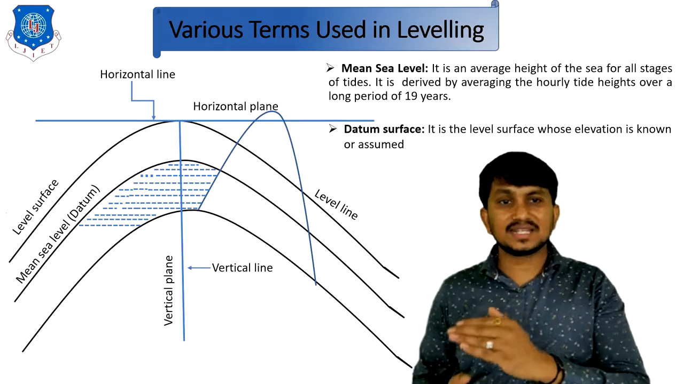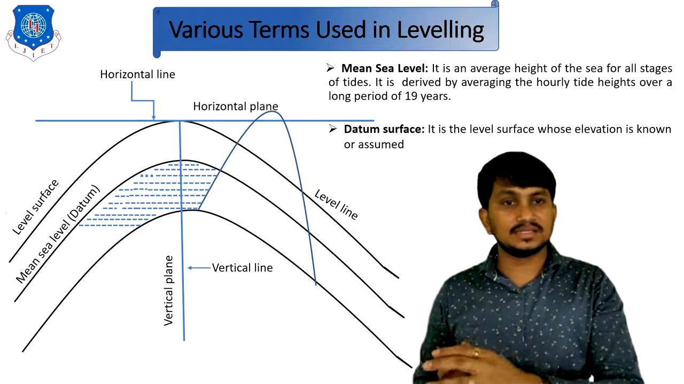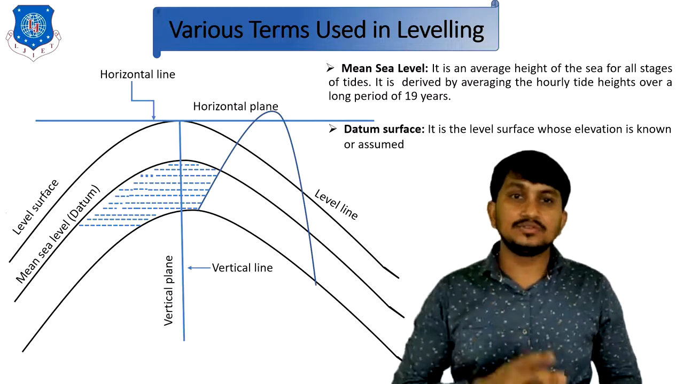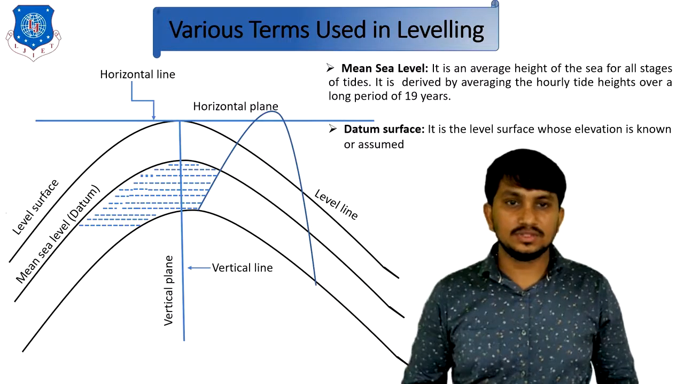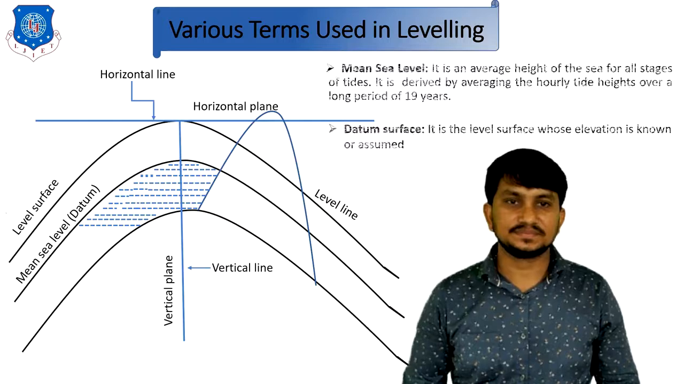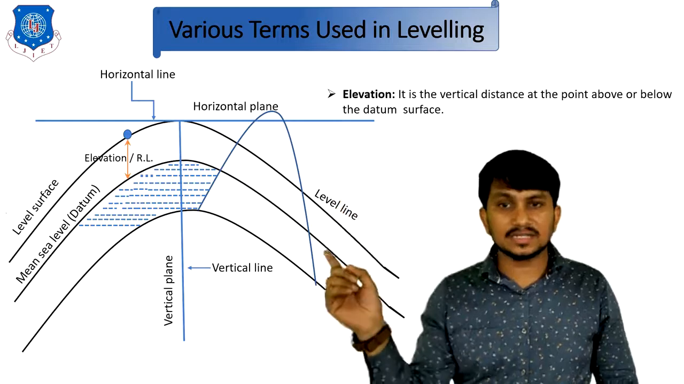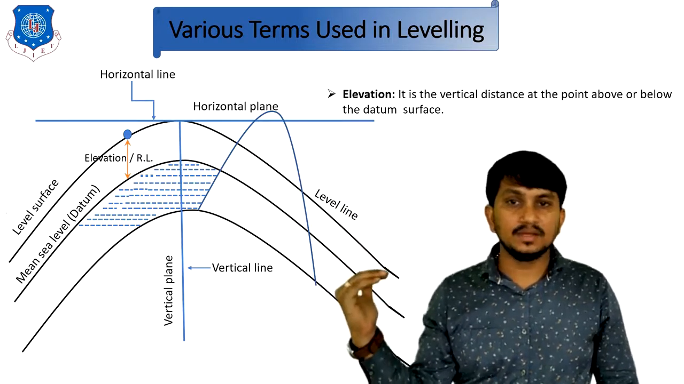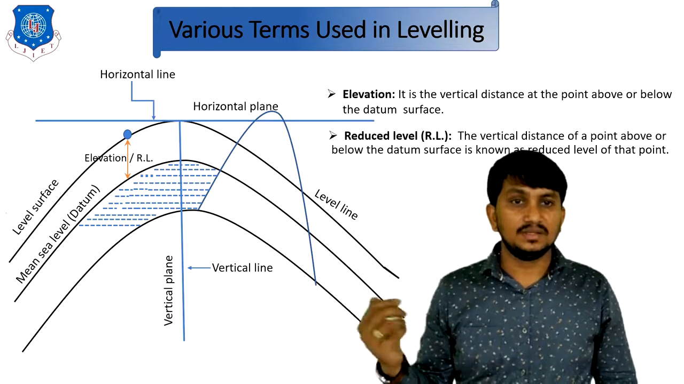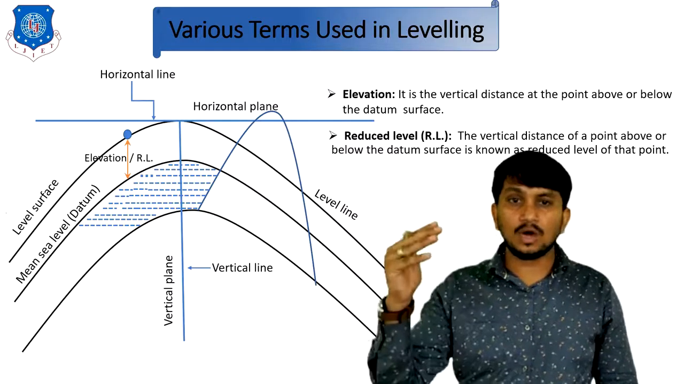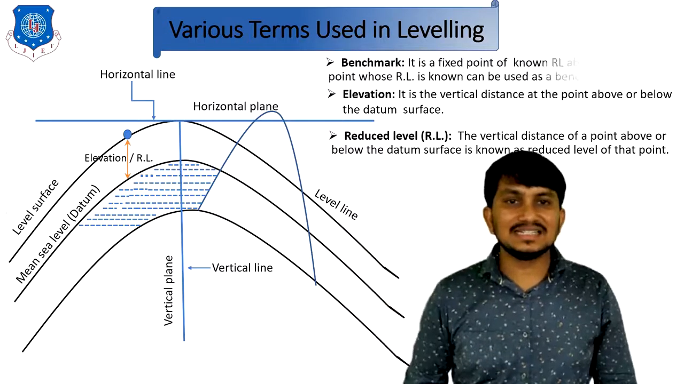Datum surface. It is the level surface, meaning exactly parallel to the spheroidal surface of the earth, whose elevation is known or assumed. Here in mean sea level, the elevation is known, so it is called the datum surface. Suppose this is a point on the level surface. The vertical distance of this point from the datum is called elevation. It is also called reduced level, RL. The vertical distance of the point above or below the datum surface is known as the reduced level of that point. And the last is benchmark.